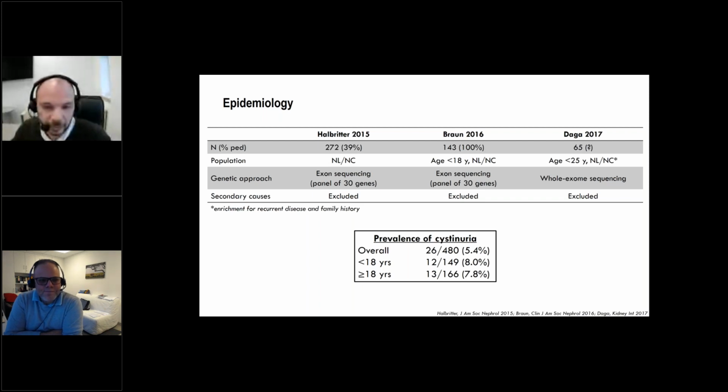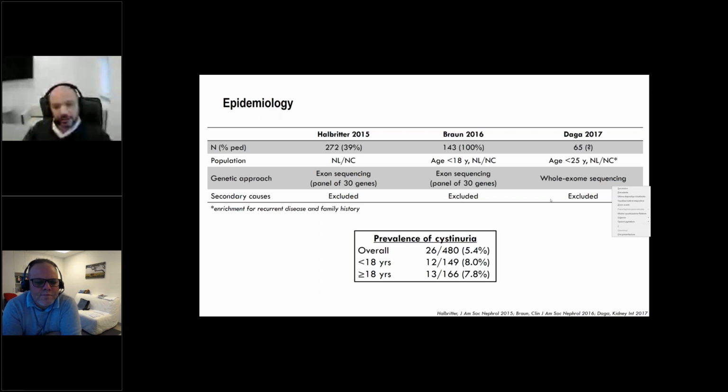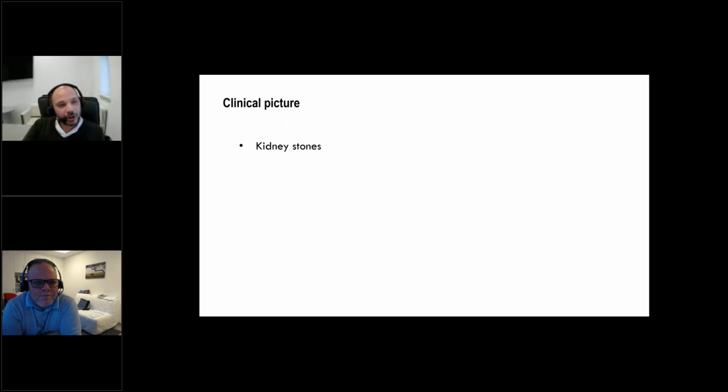So if we isolate the results for cystinuria, we can see that overall the prevalence of cystinuria was 5.4%. However, the proportion was not particularly different among those younger than 18. These cohorts do not necessarily represent the general stone-forming population, because they are quite enriched with cases with nephrocalcinosis and with positive family history. So the clinical picture is very dominated by features, with this feature, which is kidney stone, though that is quite common.